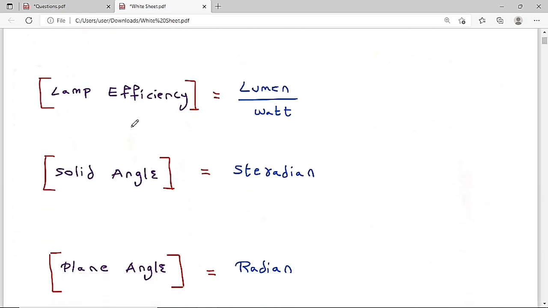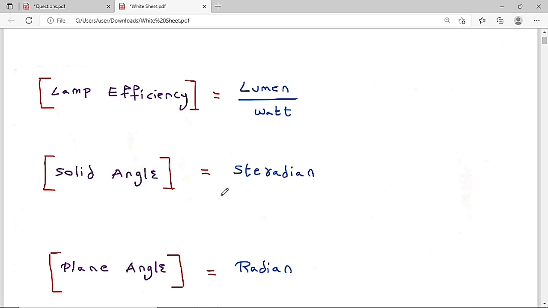Then lamp efficiency. The lamp efficiency unit is lumen per watt. It means for 1 watt of energy consumption, how many lumens are delivered by the lamp is called the lamp efficiency. Or simply we can say, the visible radiation emitted by it in lumens per watt, or for 1 watt of energy consumption, how many lumens are delivered, is called the lamp efficiency.